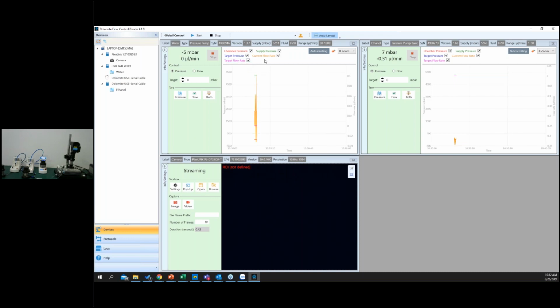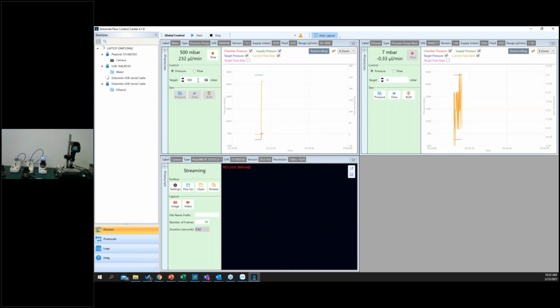Here, I just try to remove some things like the target flow rate, so we can see more clearly. If you want to get a target pressure of, for example, 500 millibar, as you can see, it's a very quick response to achieve the 500 millibar, and the flow rate responds at around 230 microliters per minute.